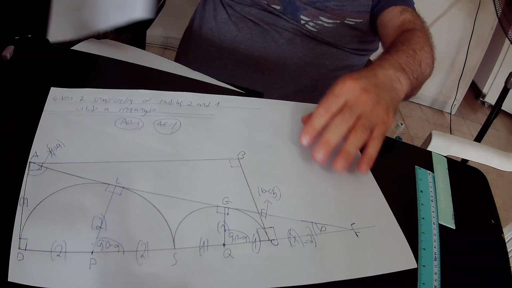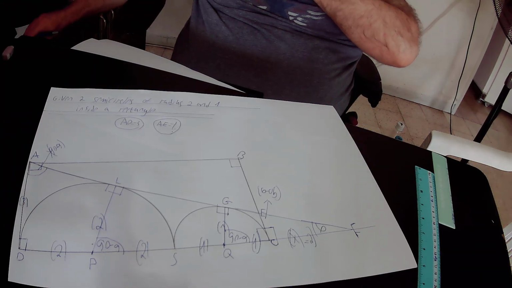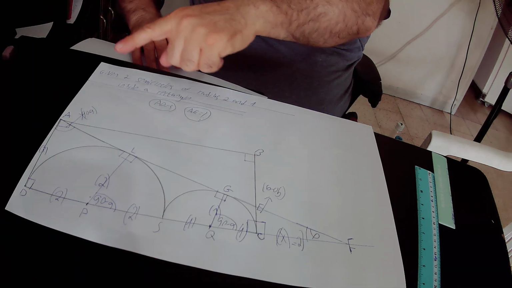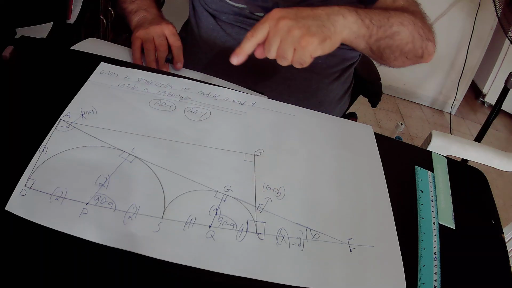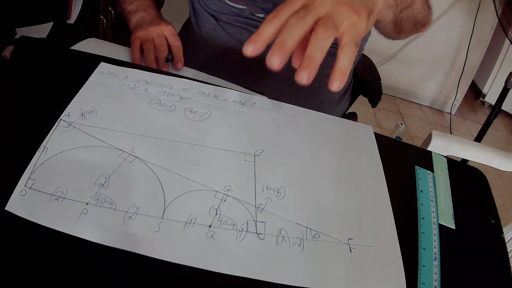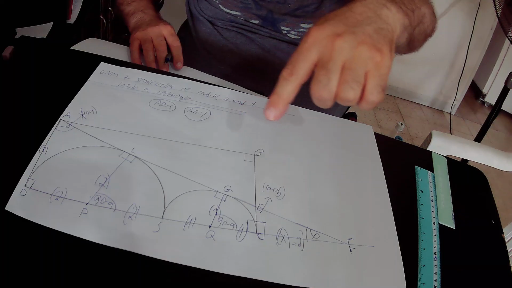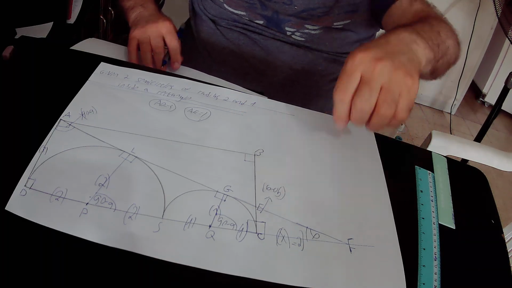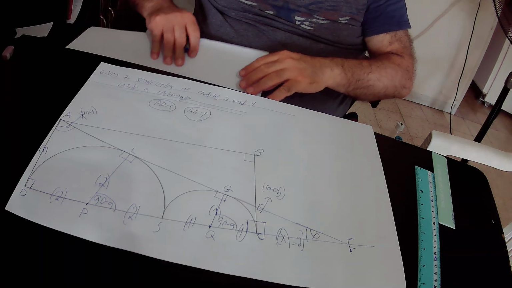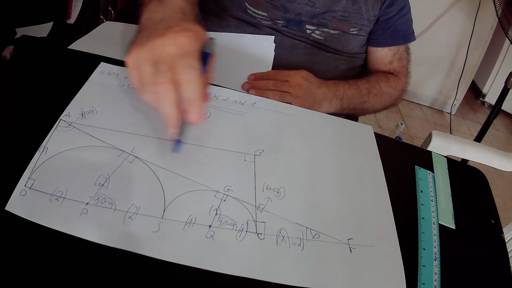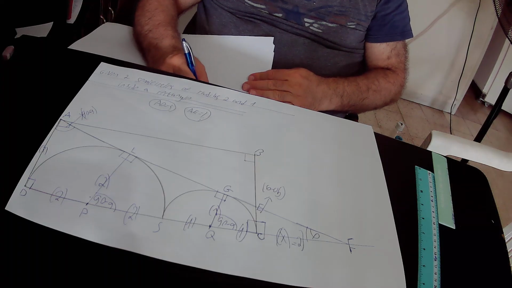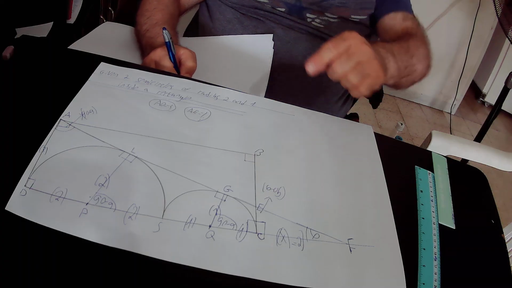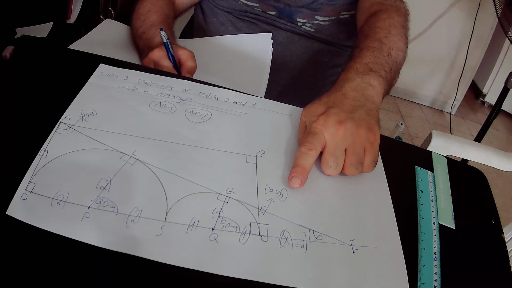In the next step, we will prove that the biggest right triangle in this drawing, that is ADF, is similar to the smallest right triangle in this drawing, that is triangle ECF. So we prove that the biggest right triangle in this drawing, triangle ADF, is similar to the smallest right triangle in this drawing, that is triangle ECF.